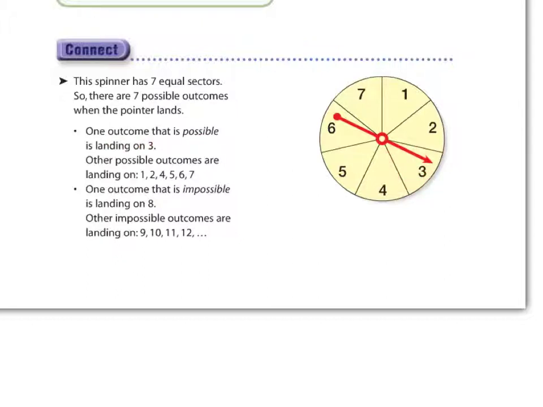It's also possible to land on 1, 2, 4, 5, 6, and 7. So those are our possible outcomes. It is impossible to land on 8 or 9 or 10 or 11 or 12 because they aren't on our spinner. In this case, is anything more likely than anything else? Well, no, because all of the pieces are the same size. So there is an equal likelihood of landing on 1, 2, 3, 4, 5, 6, or 7.